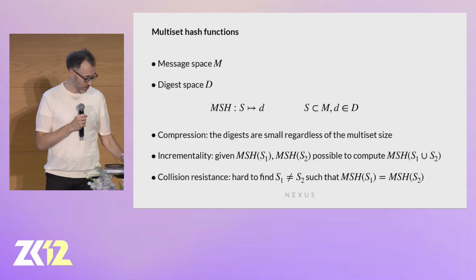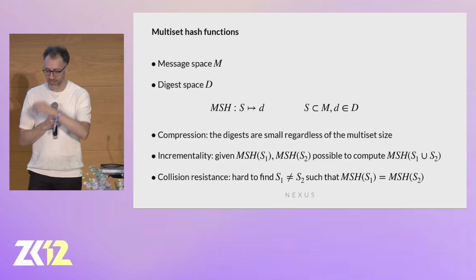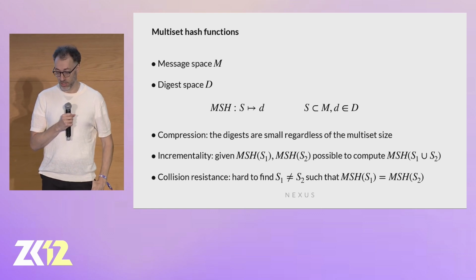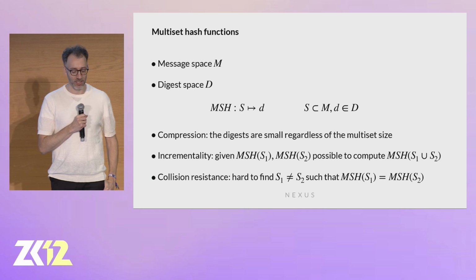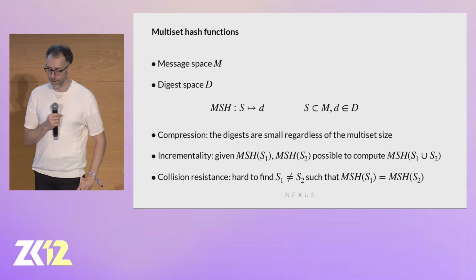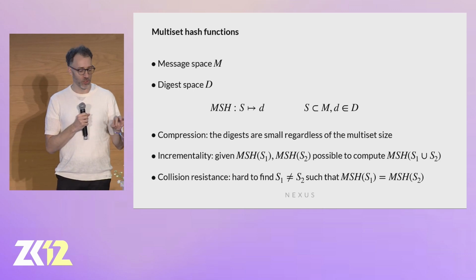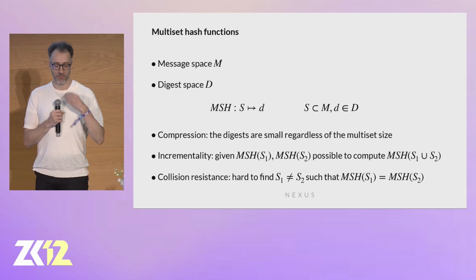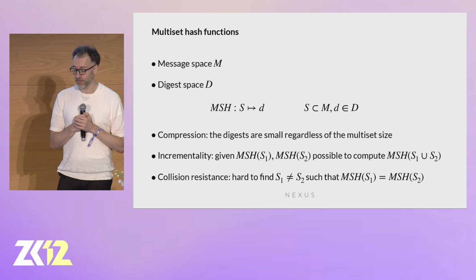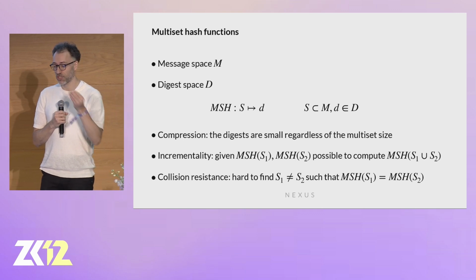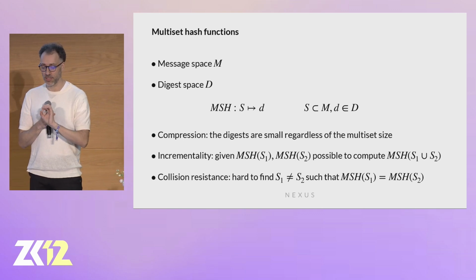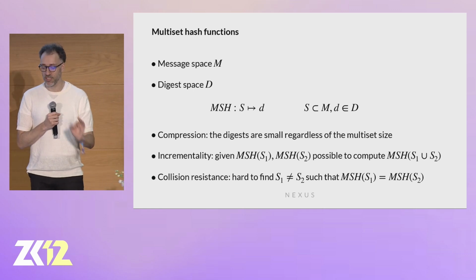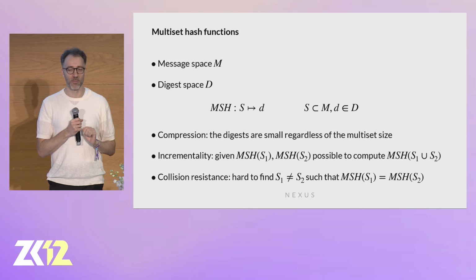And for that, I'm going to talk about using multiset hash functions. Something that was proposed in the ZK context by Zed et al. in 2018. A multiset hash function takes a set of values from a message space and produces a small digest, and it should have this compression functionality: that digest should be really small regardless of the size of the multiset.